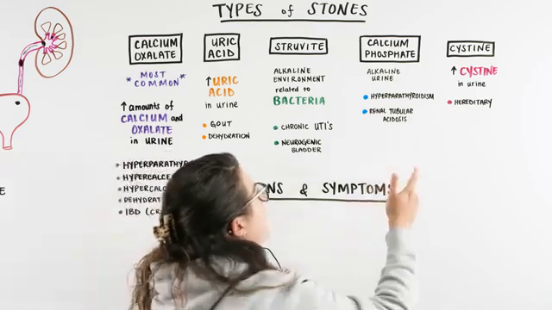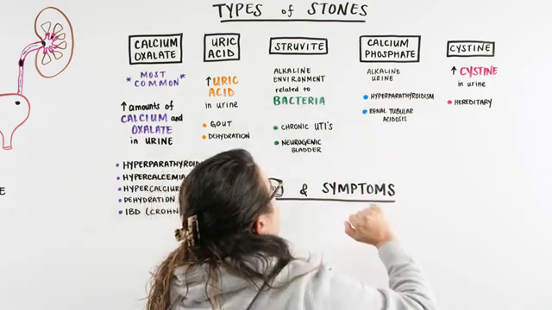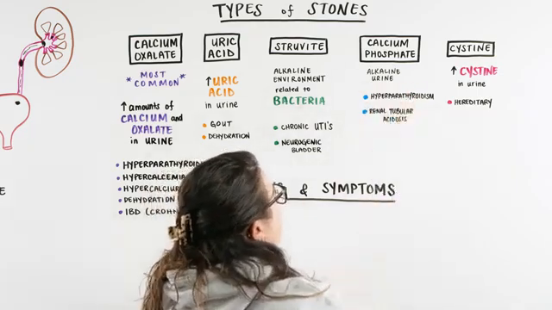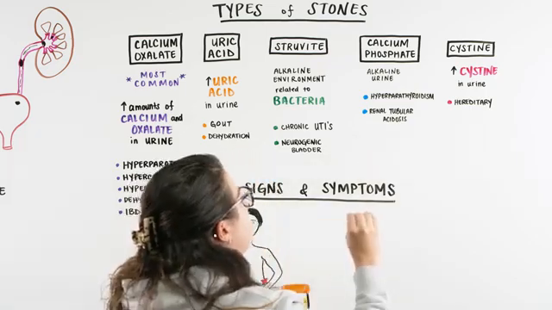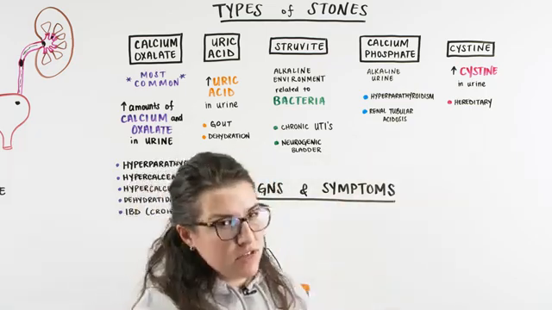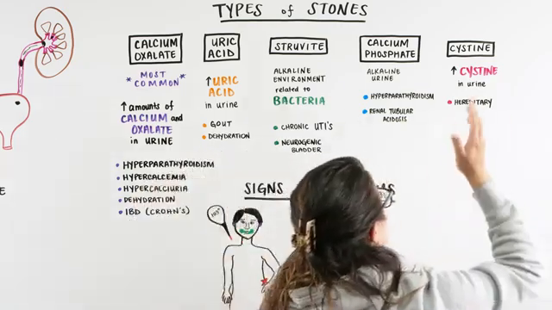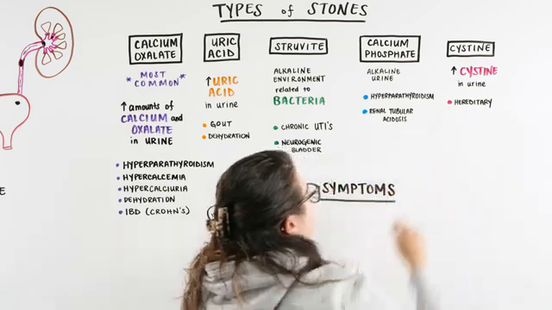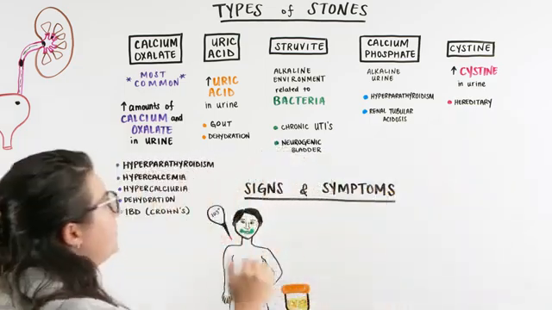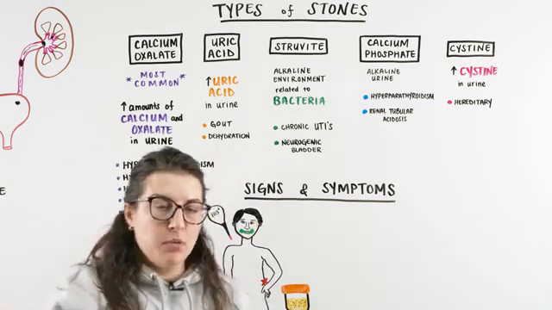We also have the calcium phosphate, different than our calcium oxalate. These are in alkaline urine as well. You're going to see hyperparathyroidism and then tubular acidosis. Those are less common, more on the rare side, but the most rare is the cystine stone. This is an increase in cystine, causing those crystals to form into stones, and this is more on the hereditary scale.